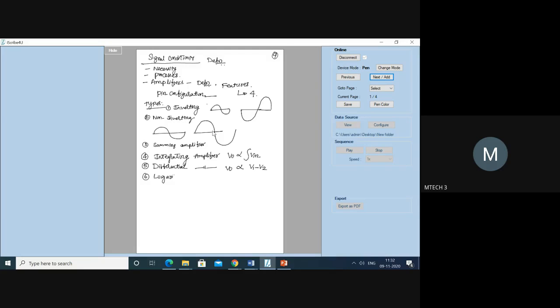Logarithmic amplifier. Now to get the logarithmic amplifier, what have you done? You replaced what? Diode, sir. Using a diode. Yes. If you have used a diode, you are going to get the logarithmic amplifier. Now this is going to be used to convert non-linear signal into linear signal. So this is about signal conditioning. Very, very important.